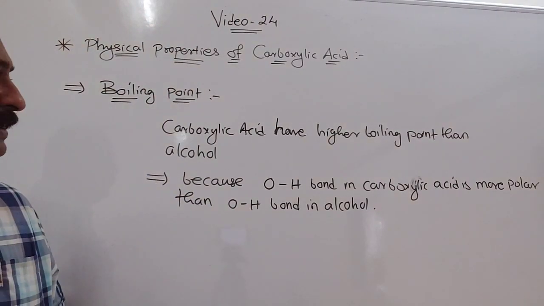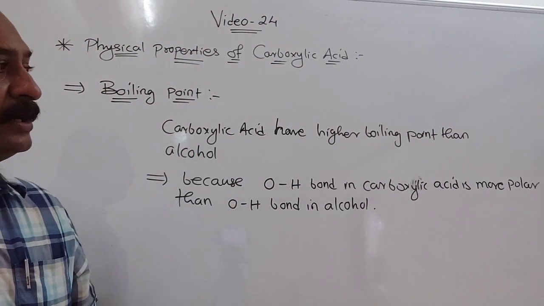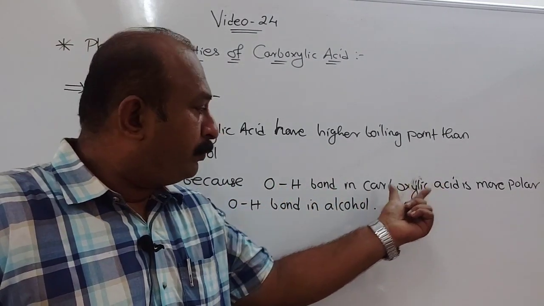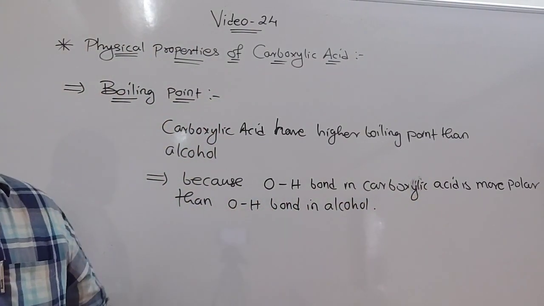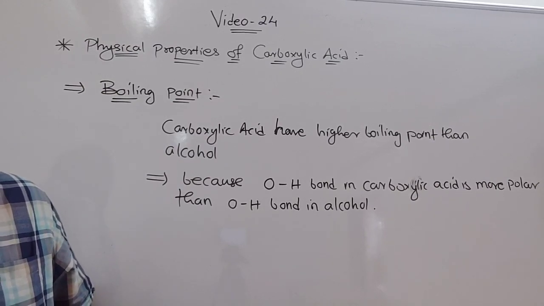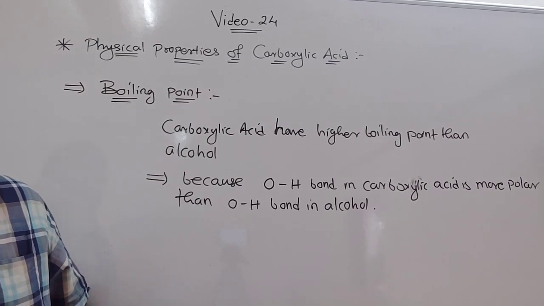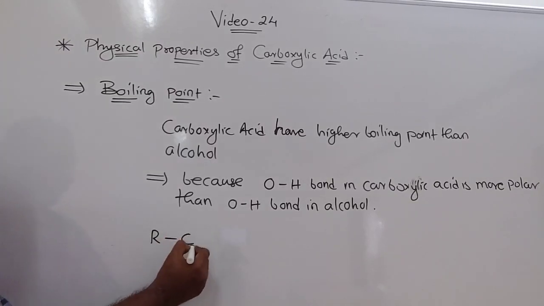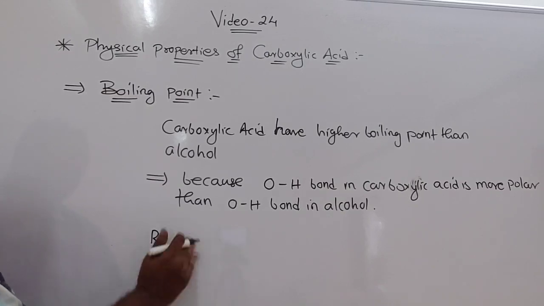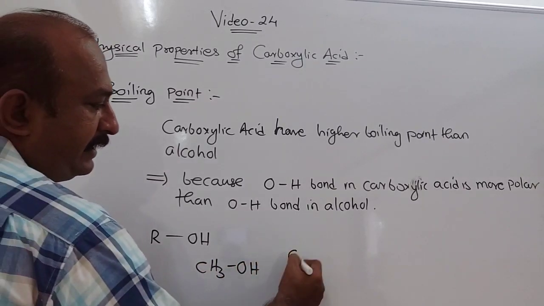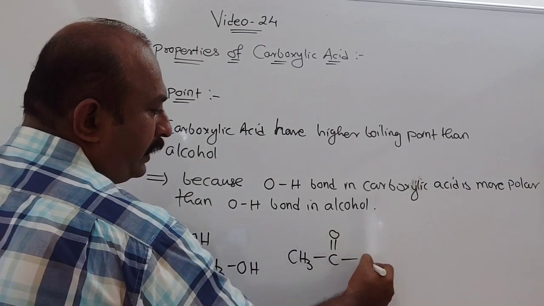In this you can see one example: carboxylic acid has a higher boiling point than alcohol. The reason is that the OH bond in carboxylic acid is more polar than the OH bond in the alcohol. You can write down the reason if you want. This is due to the electron withdrawing effect of the carbonyl group on the O-H bond. When I write alcohol, that is CH3OH. Now suppose I write CH3C double bond O and OH.